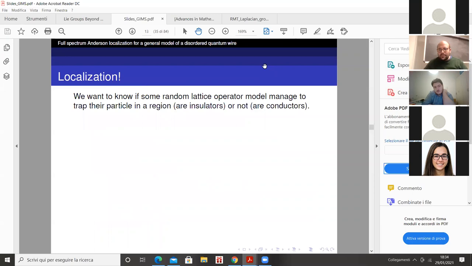So we want to know if the model described by this random operator is an insulator, so if it lets a particle pass, or if they manage to trap the particle that tries to pass through the medium, or if they are conductors, so the particle can move through the medium without too many problems.